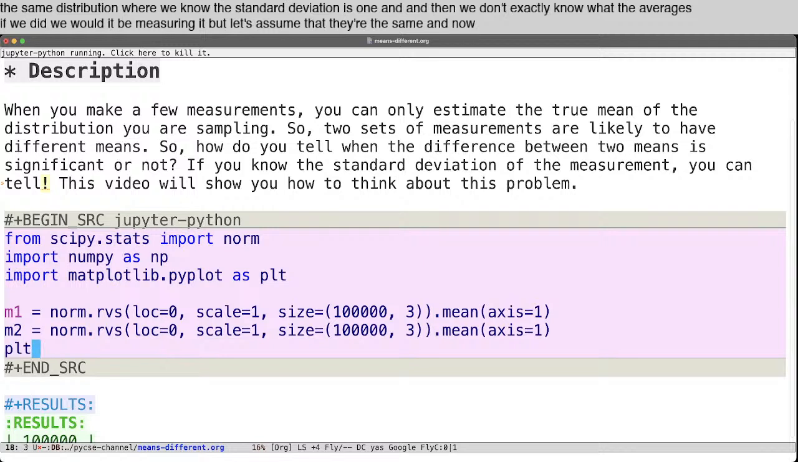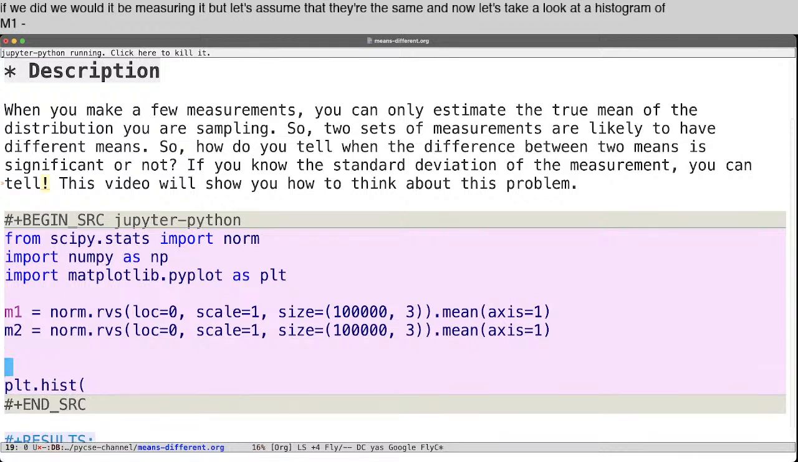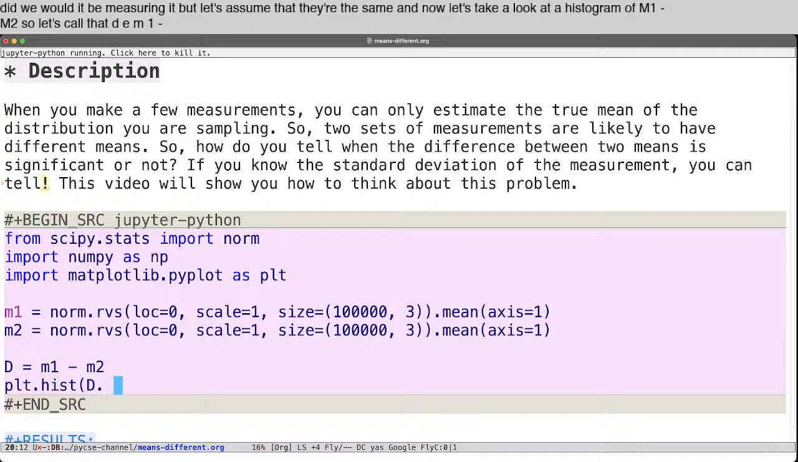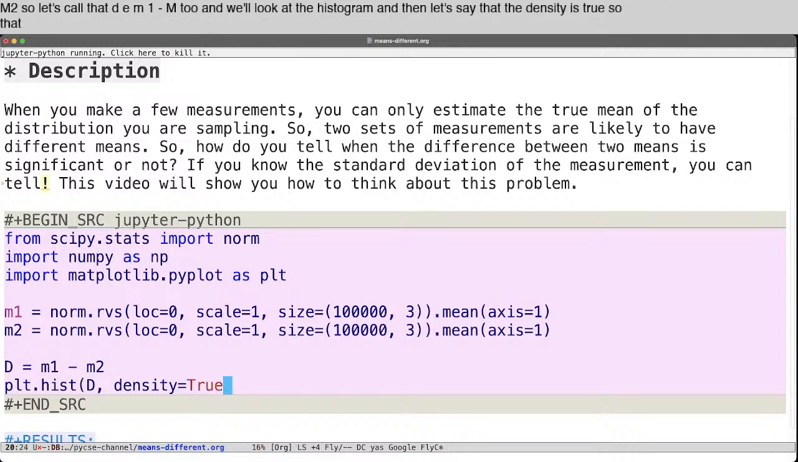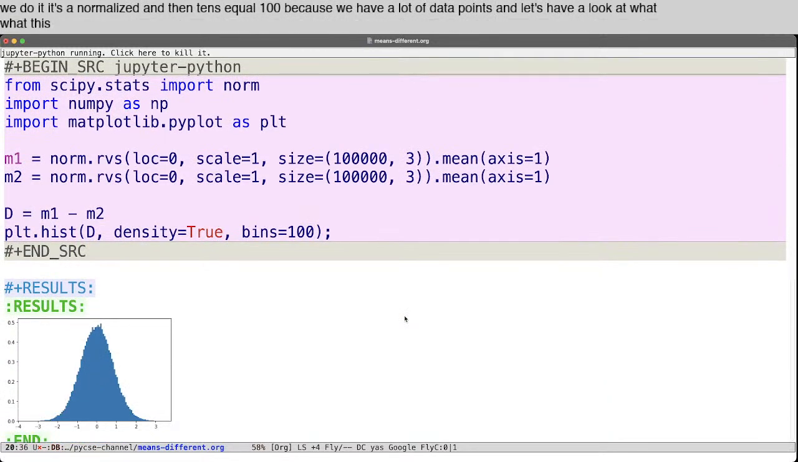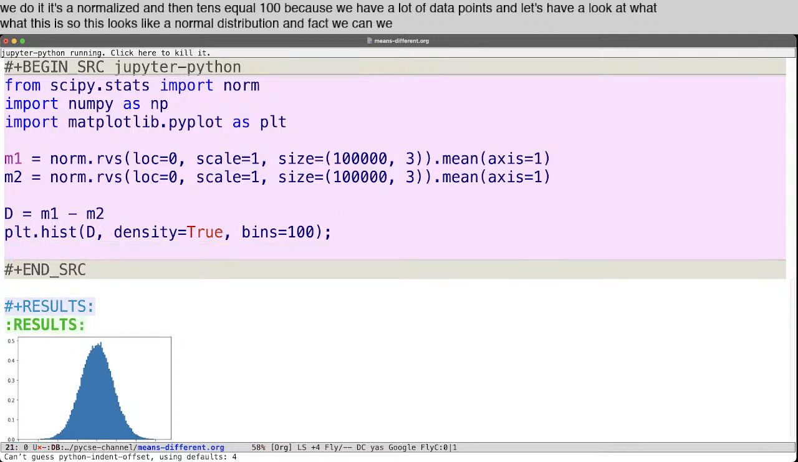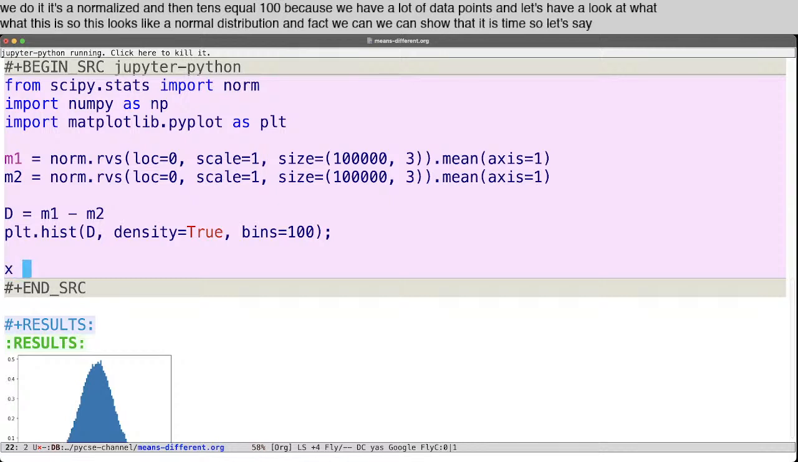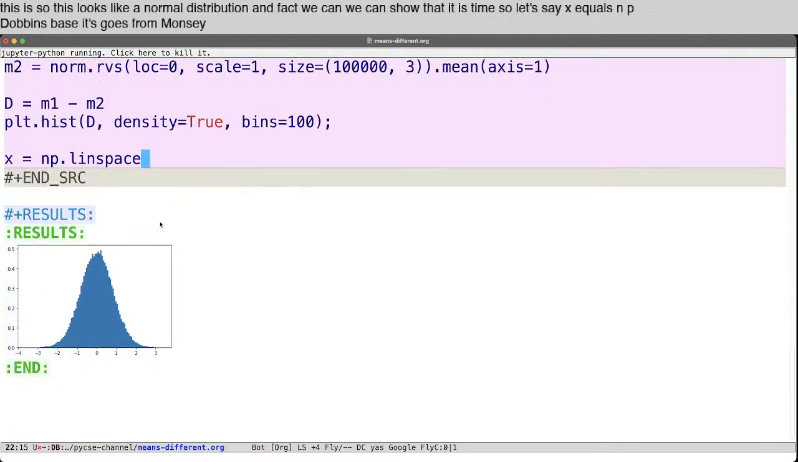And now let's take a look at a histogram of M1 minus M2. Let's call that d, M1 minus M2, and we'll look at the histogram, and then let's say density is true so that it's normalized, and bins equal 100 because we have a lot of data points. Let's have a look at what this is. This looks like a normal distribution, and in fact we can show that it is. So let's say x equals np.linspace, going from, let's say, -4 to 4.